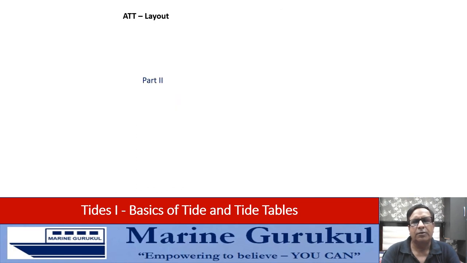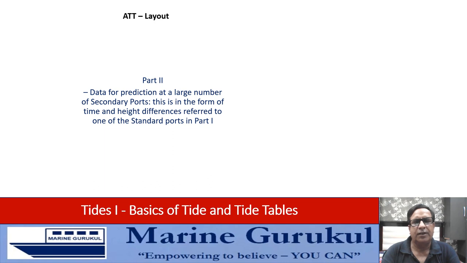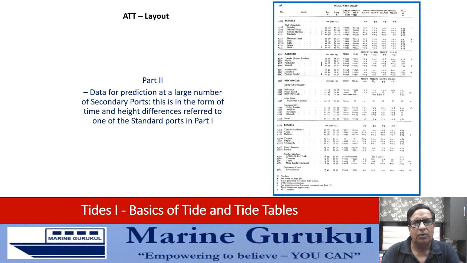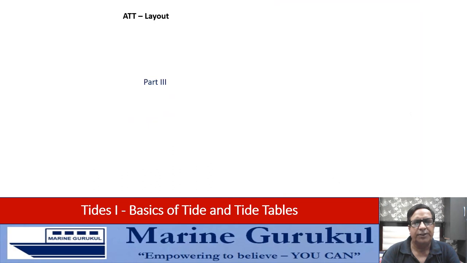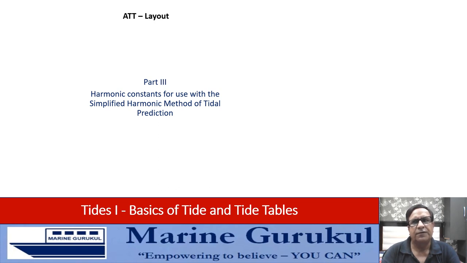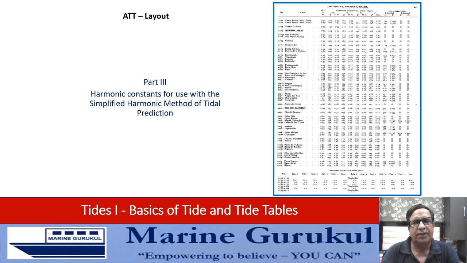Then we have part two, wherein we get data for the prediction at a large number of secondary ports. This is in the form of time and height differences, referred to one of the standard ports in part one. And the page for part two would look like this. Then we shall have part three. Part three shall give us information regarding harmonic constants for use with the simplified harmonic method of tidal prediction. A typical part three page could be looking like this.